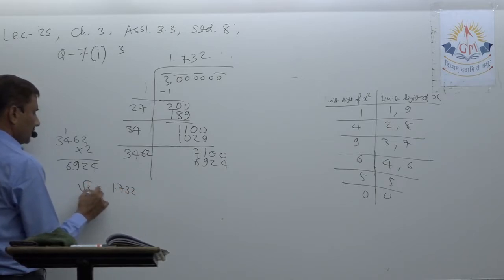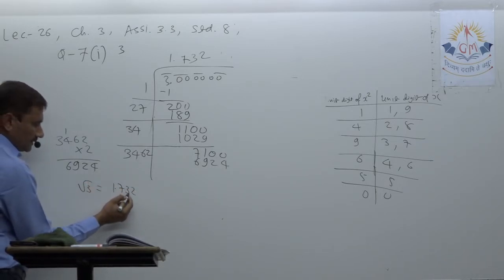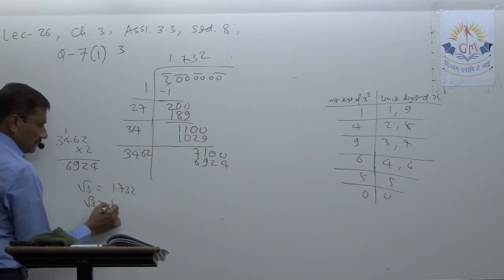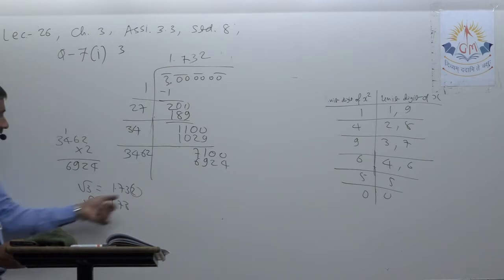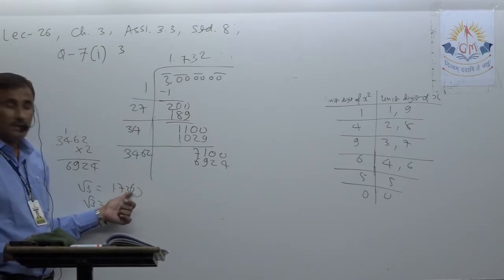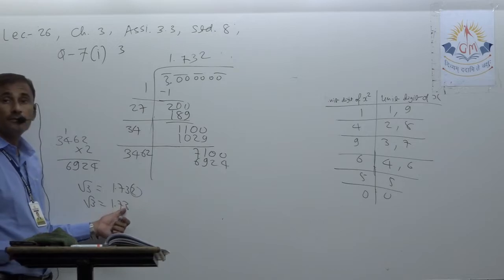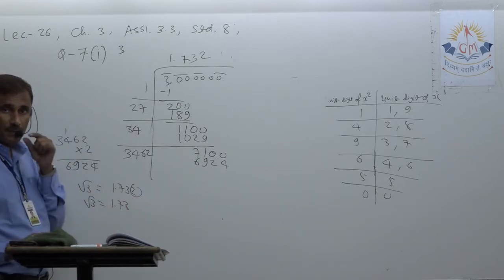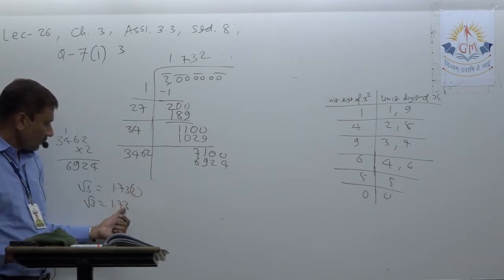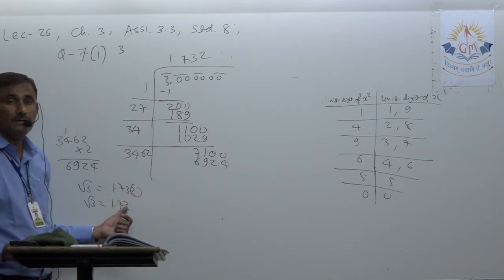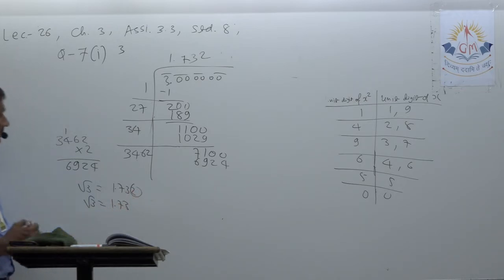Root 3 equals, but they want up to 2 decimal places, so we just stop here. But why do we find the 2 here? So that we can know whether to write 3 or 4. If this number is 5 or more than 5, then we have to write 4 instead of 3. But if it is less than 5, it is only 3, not increased by 1. This is rounding off. This is called rounding off.